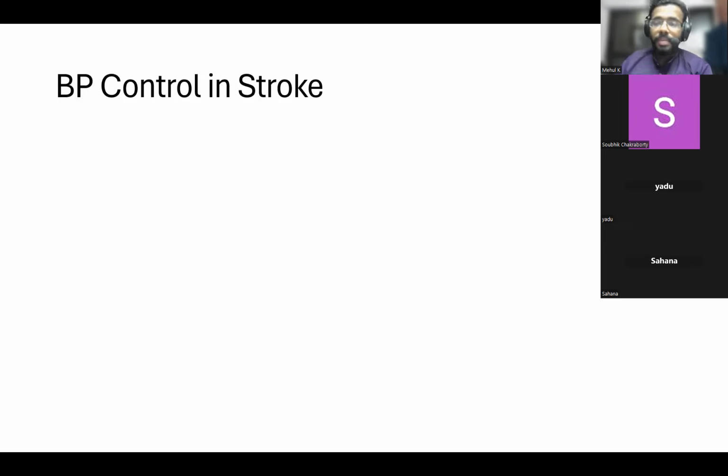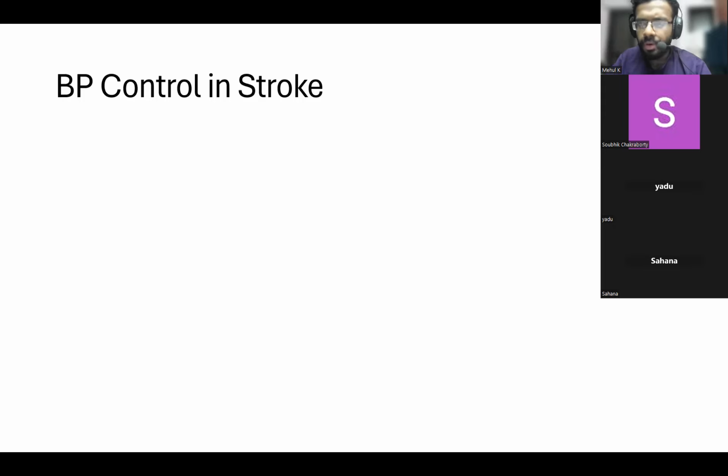Coming to a very, very important thing, BP control in stroke. Generally, for any neurological disorder, don't try to reduce BP too fast, because reducing BP too fast may reduce the blood flow to the penumbra, resulting in more damage to the penumbra. So we do not like to reduce it too fast. So what are the cutoffs? The cutoffs will depend on whether you are planning for thrombolysis or not. If you are planning for thrombolysis, you have to keep it at least less than 180 by 110. If you are not planning for thrombolysis, you can go up to 220 by 120.